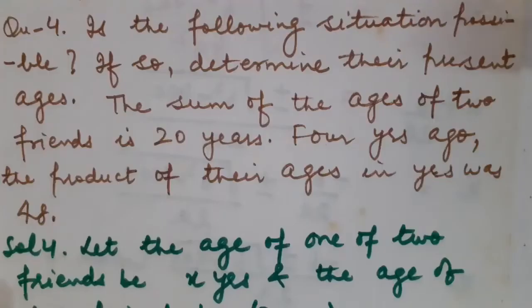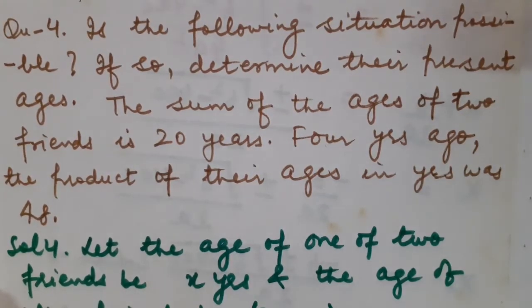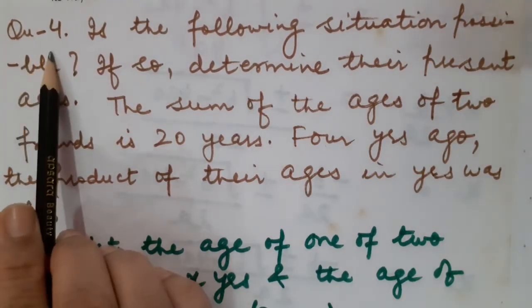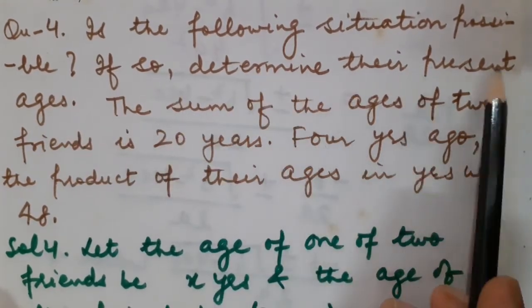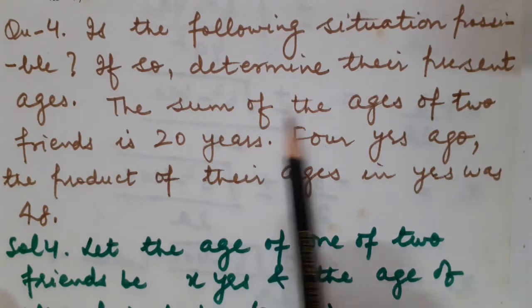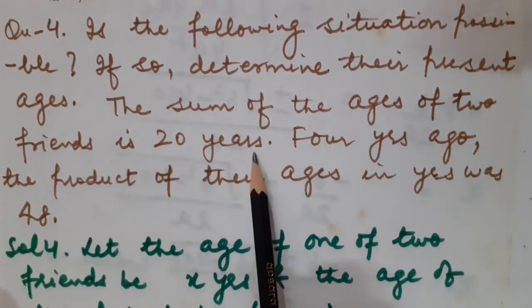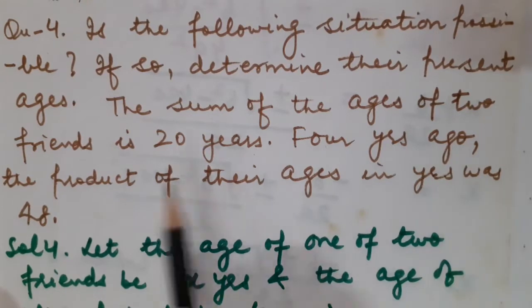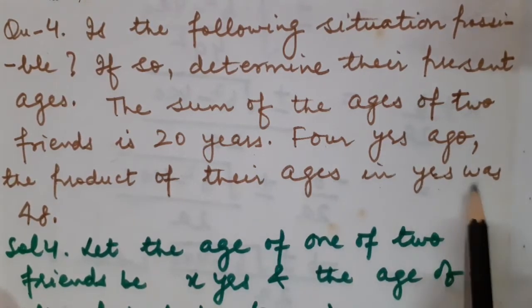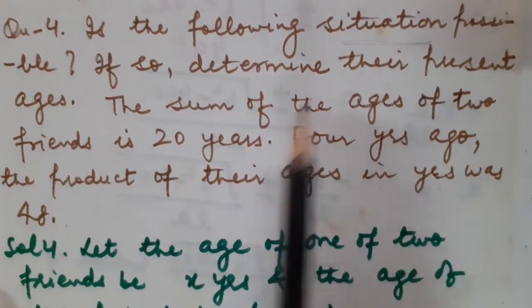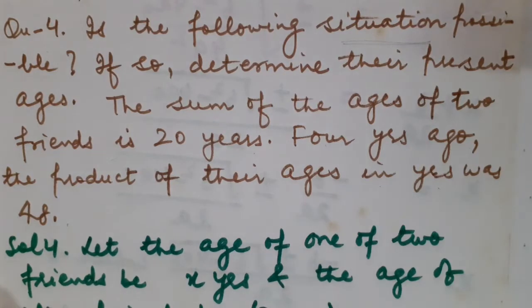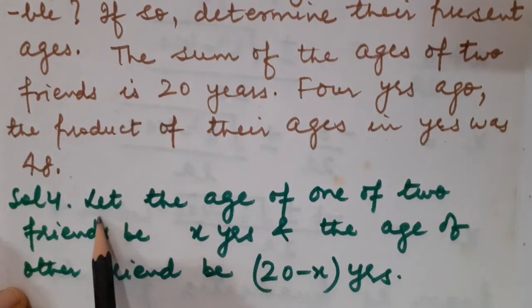Correct, children? Now children, I am going to switch to the next topic, that is word problems based on discriminant. For that, I am going to take question number 4. Is the following situation possible? If so, determine their present ages. The sum of the ages of two friends is 20 years. 4 years ago, the product of their ages in years was 48. So we have to just check whether such a situation will be possible or not. This question is basically a word problem based on the discriminant. So let us start its solution.